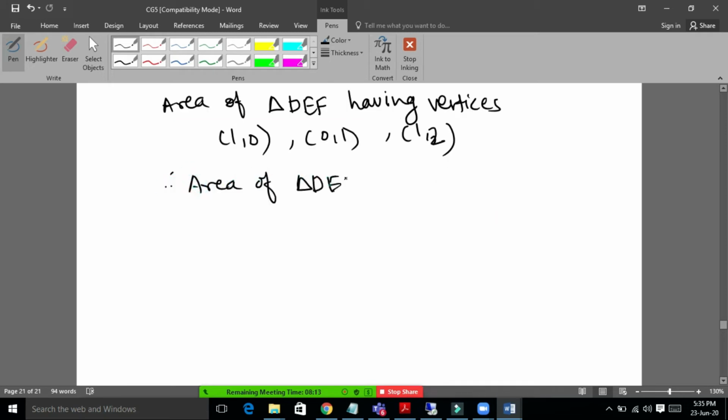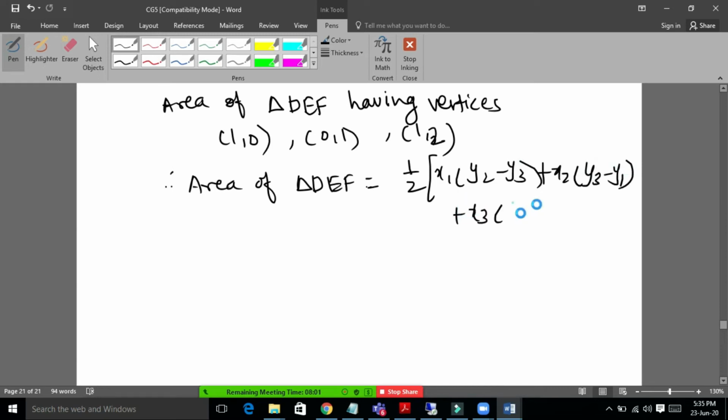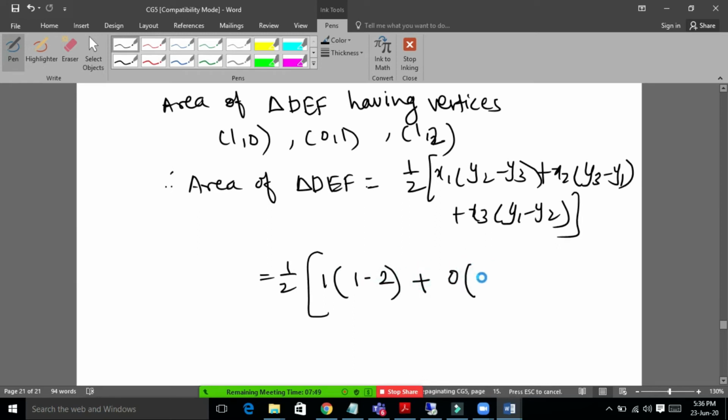So area of triangle DEF is equal to half into x1 (y2 minus y3) plus x2 (y3 minus y1) plus x3 (y1 minus y2). So that is equal to half into x1 is 1 here into (y2 is 1 minus y3 is 2) plus x2 is 0 into (y3 is 2 minus y1 is 0) plus x3 is 1 into (y1 is 0 minus y2 is 1).